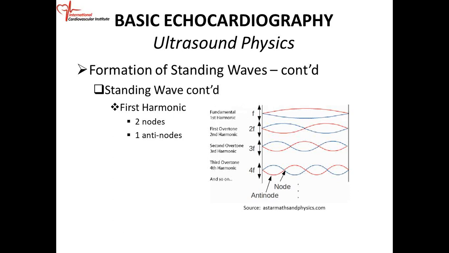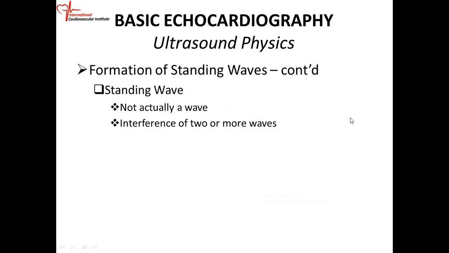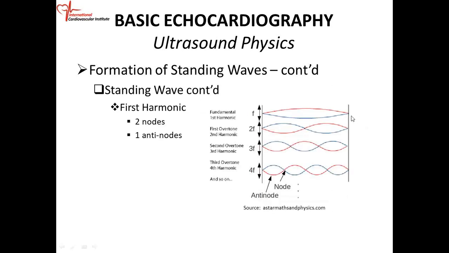With the first harmonic, you have one antinode. Sorry, I made a mistake there. Remember that the nodes are points of no displacement, and the maximum displacement is the antinode. So your fundamental frequency or the first harmonic has one antinode and two nodes. This is what we call the fundamental frequency.